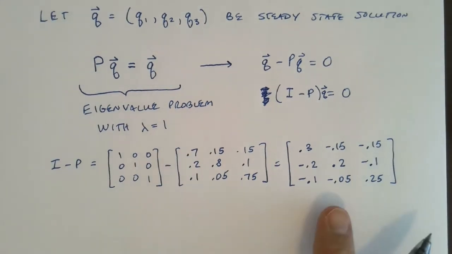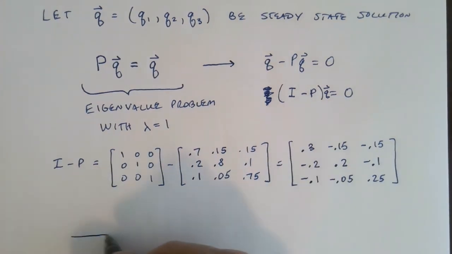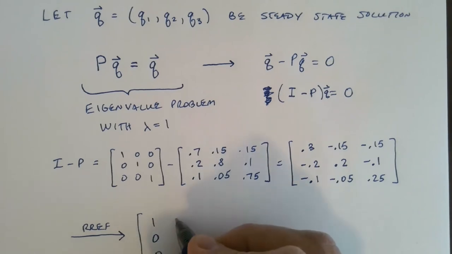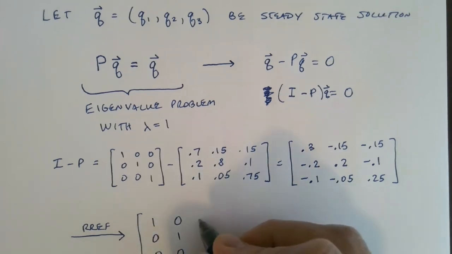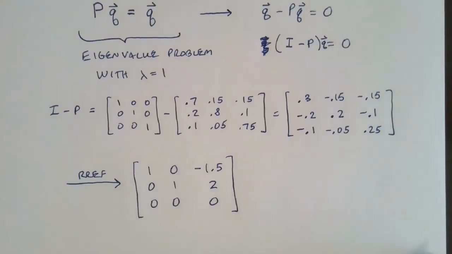So what do we do with this now? We want to solve, so we want to convert this to reduced row echelon form. And by the way, let's see what we get here. It comes out to this. Okay, so what's our solution?